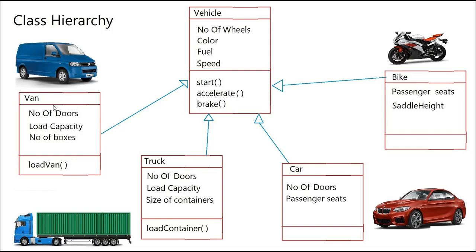Now van has three properties: number of doors, load capacity, and number of boxes. And one method, load van. Truck class has three properties: number of doors, load capacity, and size of container. And one method, load container. The car class has only two properties: number of doors and passenger seats. And our bike class also has two properties: passenger seats and saddle height.